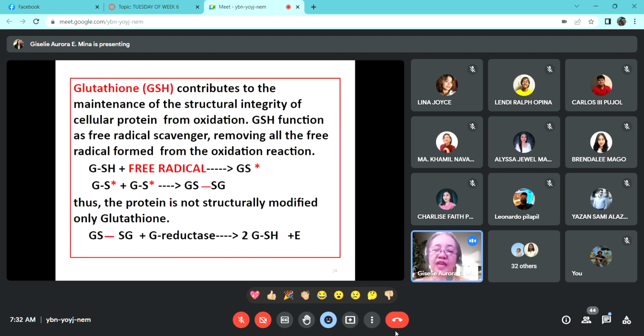The enzyme is being recovered. Now again, your glutathione, can you see my cursor? This one, the GSH, your glutathione, will react again with another free radical and form the GS free radical. GS free radical will form a disulfide linkage with another GS free radical to form the oxidized glutathione GSSG. Thus, the protein is not structurally modified, only the glutathione. So GSSG will be reduced by the enzyme reductase to recover your glutathione. So this is a cycle.